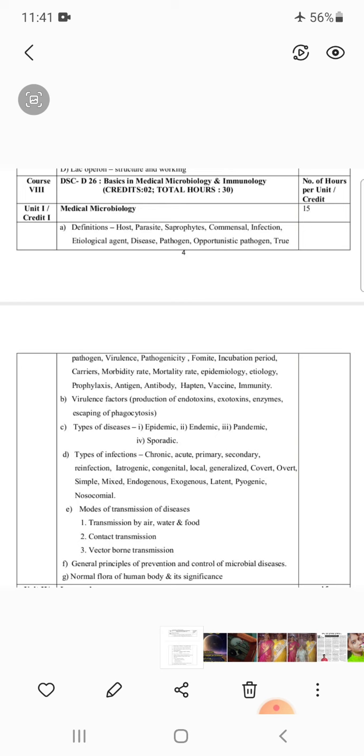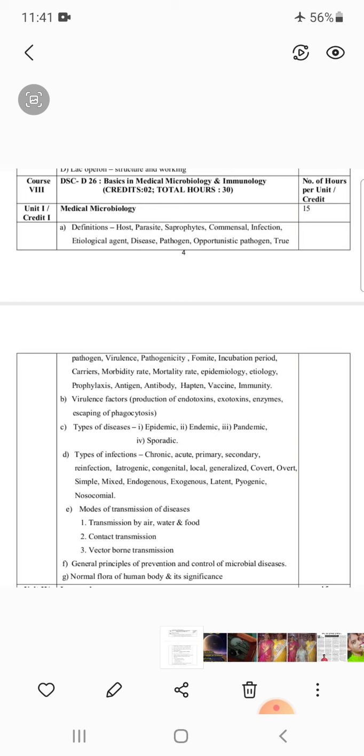Second point is virulence factor. Virulence factors include production of endotoxins, production of exotoxins, production of enzymes, escaping of phagocytosis. The production of endotoxins and exotoxins means any organism produces some types of toxins, either endotoxin or exotoxin. They lead to the causes of disease and infection.